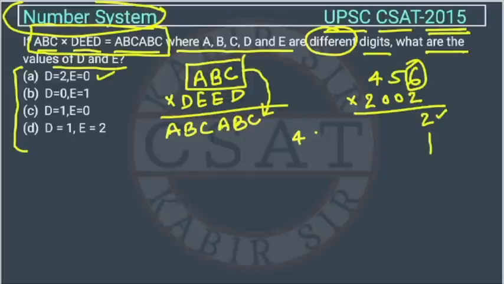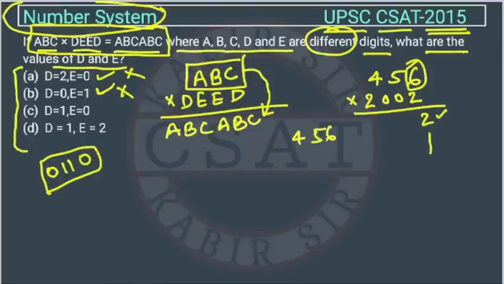Now 4 5 6, now let's take another option. Option B is 0 1 1 0, so this will be a 2 digit number, right? So in the question they have given a 4 digit number, so this cannot be the answer, right?